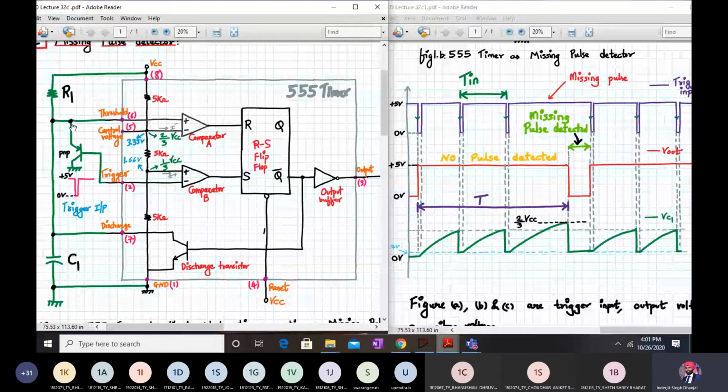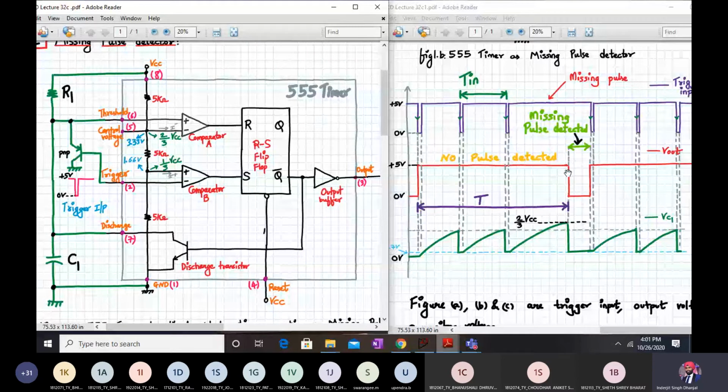That means, for the very first time, the comparator A output becomes high. Whenever the comparator A output becomes high, that means R is 1, S is 0. R is 1 means Q will be 0, Q bar will be 1. So whenever Q bar becomes 1, what is my output? Output becomes low. So as you can see over here, output becomes low.